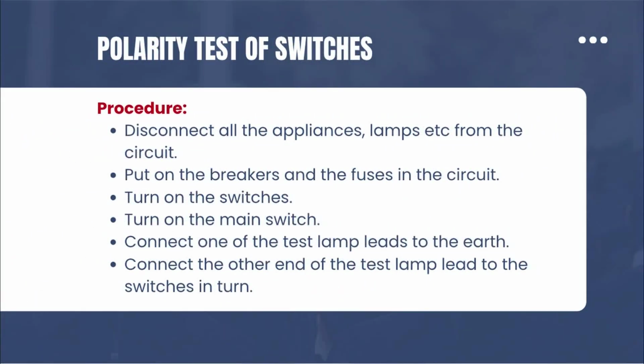First, disconnect all the appliances, lamps and any other connected devices from the circuit. Next, put on all the breakers and the fuses in the circuit. Then turn on all the switches in the installation. Now switch on the main supply. Then take the test lamp and connect one of its leads to the earth. Then use the other lead to test each switch one by one by touching the terminals.